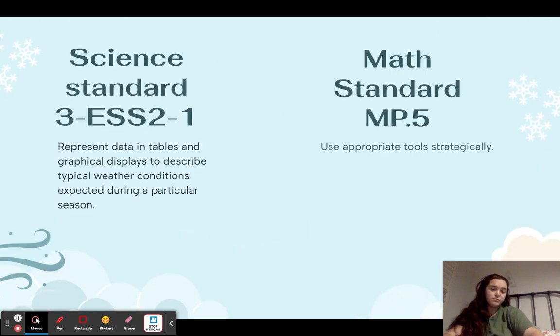Number one, standard. The science standard that I chose was 3ESS2-1. This standard represents data in tables and graphical displays to describe typical weather conditions expected during a particular season. And then the other standard that I chose was a math standard, MP.5, and this uses appropriate tools strategically.